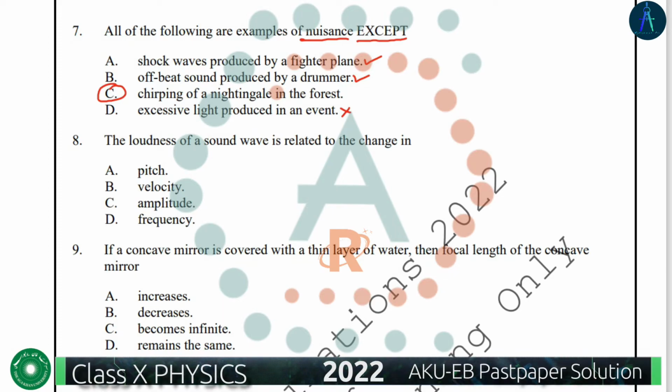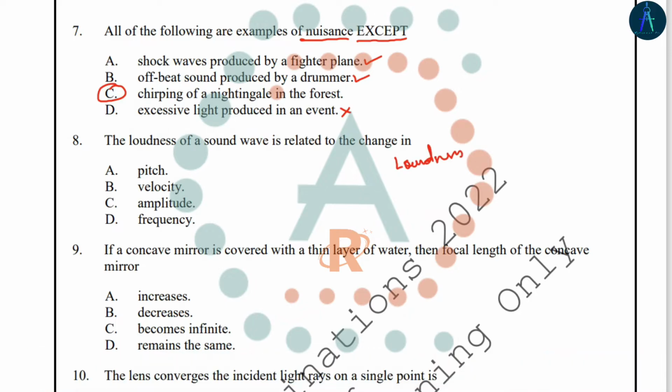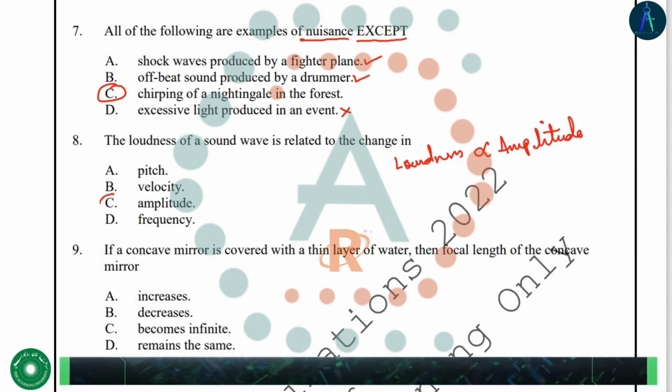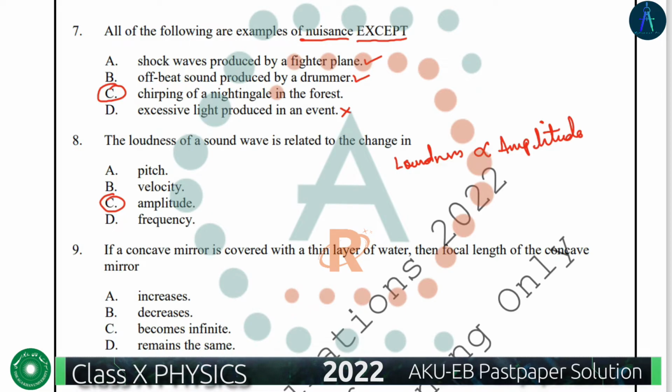The loudness of a sound wave is related to change in the amplitude. Loudness is directly proportional to the amplitude of the vibrating body. So option C is the right answer.